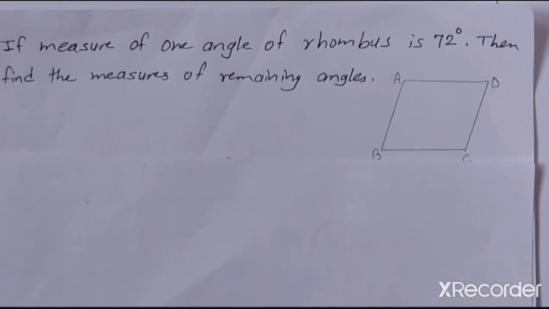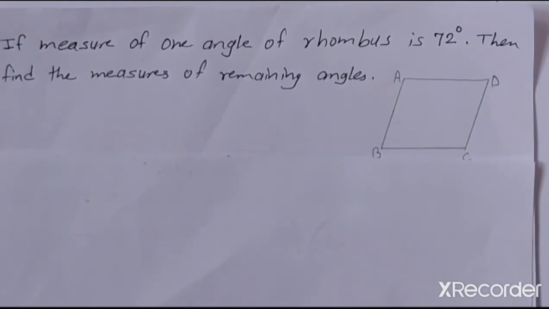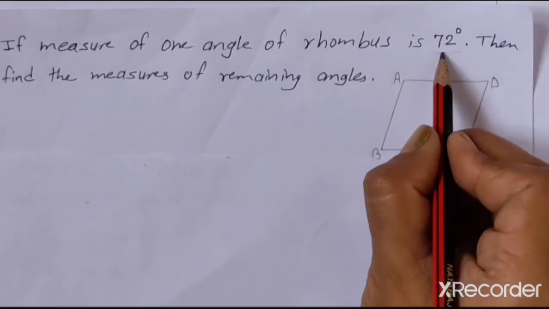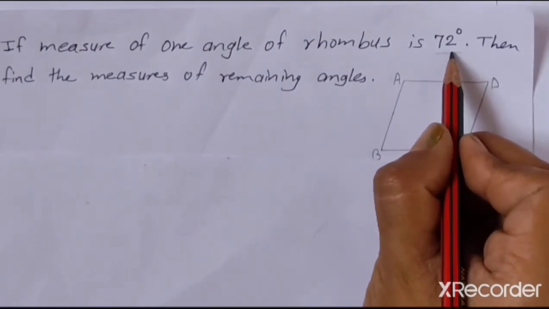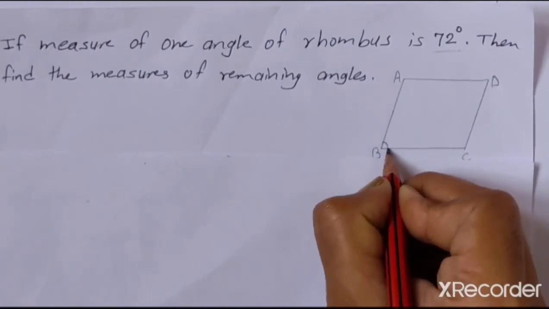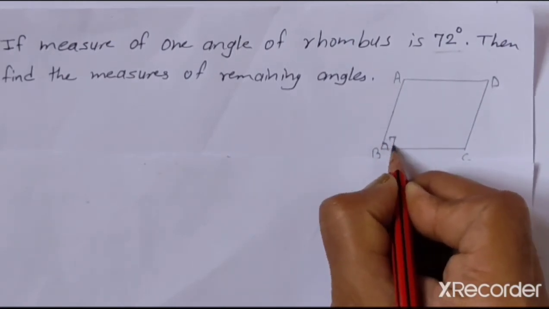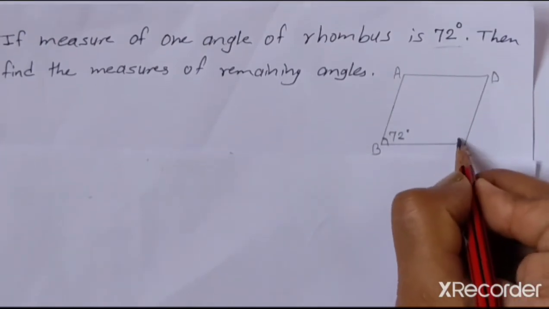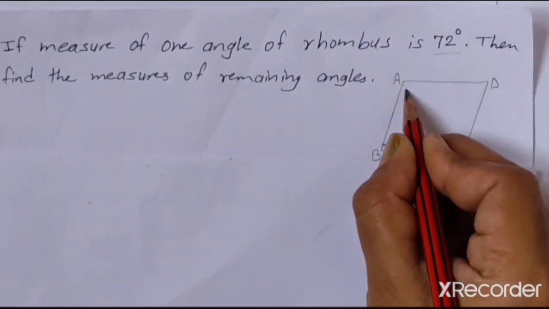One numerical based on it. If measure of one angle of rhombus is 72 degree, then find the measure of the remaining angles. Here only one measure is given which is equal to 72 degree. 72 degree is less than 90 degree, so obviously it is an acute angle. So here I am selecting this measure for angle B. So here we have to find out the measure of the remaining three angles.